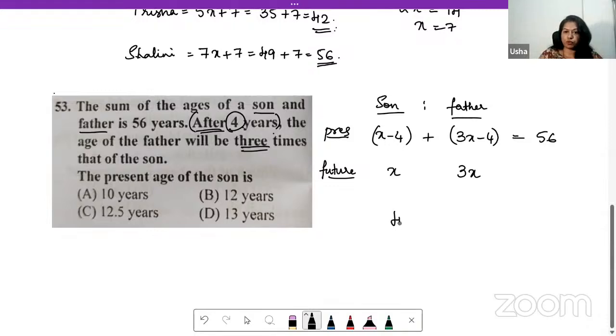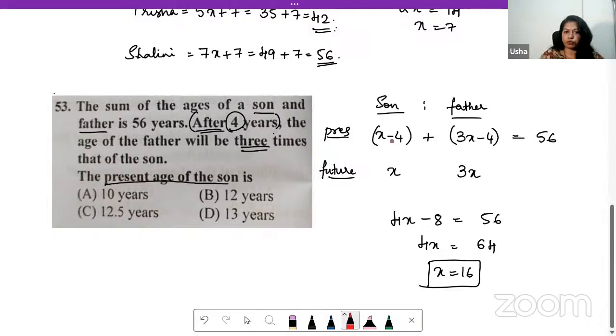X plus 3X is 4X. Minus 4 and minus 4 is minus 8, which equals 56. 4X is 56 plus 8, which is 64. So X is 16. Now, what are we supposed to find? The present age of the son. The present age of the son is X minus 4, which is 16 minus 4, 12 years.